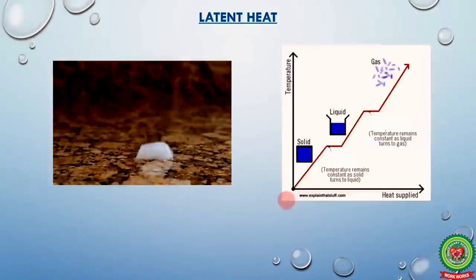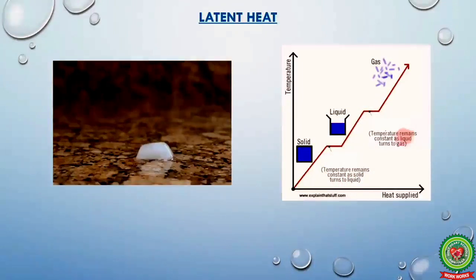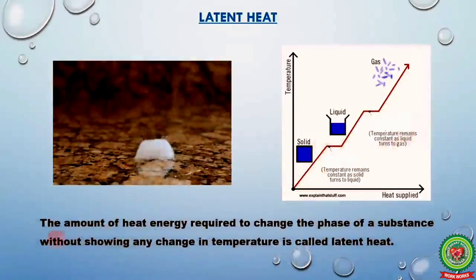In the heating curve, you have studied that when heat is supplied to a solid, firstly its temperature increases, and after some time the temperature remains constant as solid turns into liquid. Again, there is a change in the temperature of the liquid, and again there will be a point where temperature remains constant as liquid turns into gas. At this point, the amount of heat energy required to change the phase or state of a substance without showing any change in temperature is called latent heat. This is the definition of latent heat.